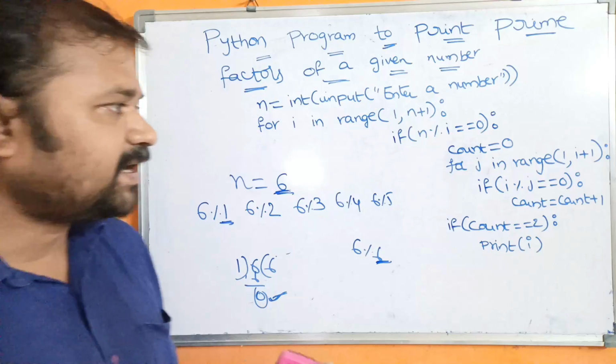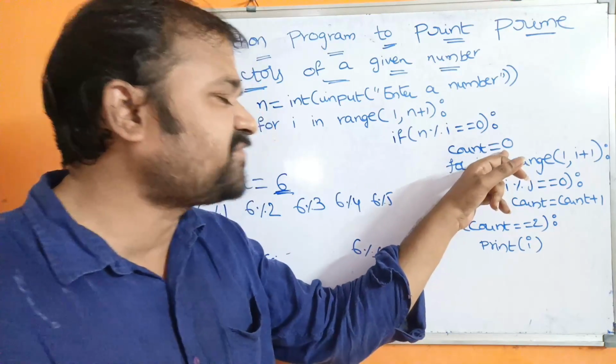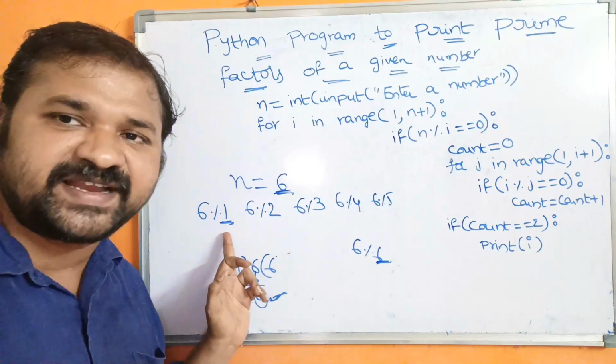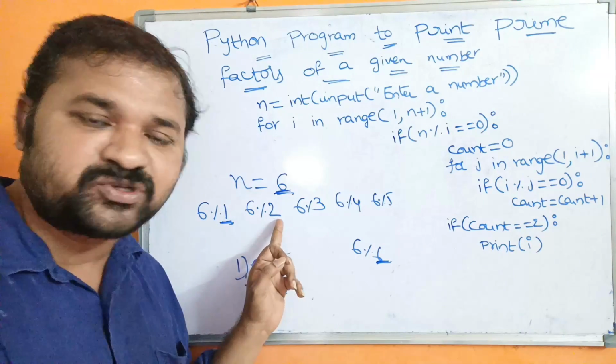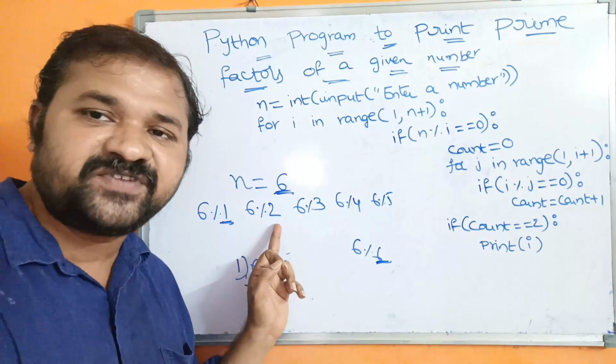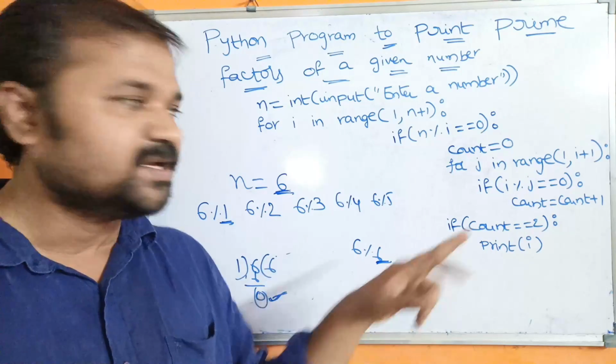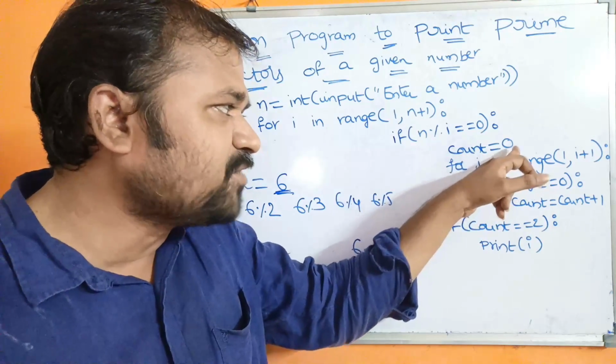Okay. So for each factor, first we have to check whether 1 is a factor or not. Next we need to check whether 1 is prime or not. Next we have to check whether 2 is a factor or not. Next we need to determine whether 2 is prime or not. So for each factor, the initial value of the count is 0 only.